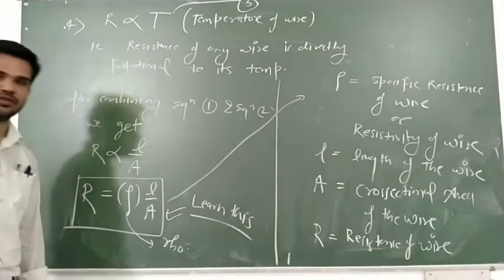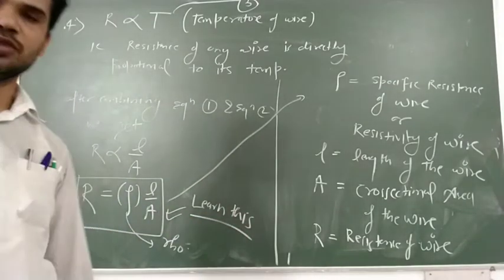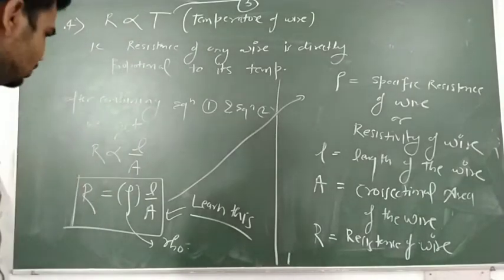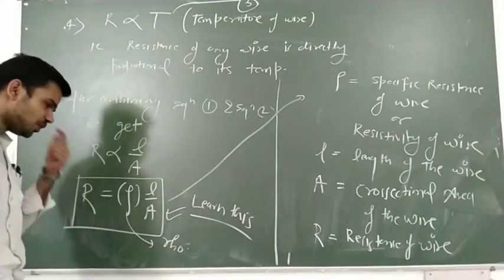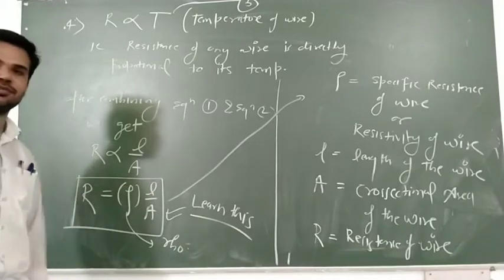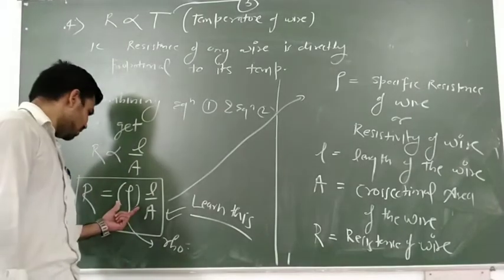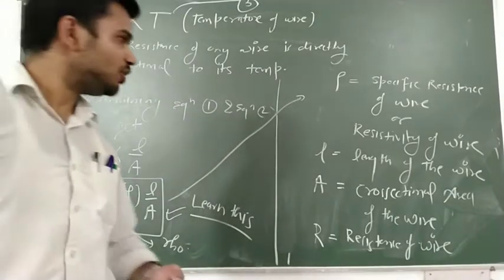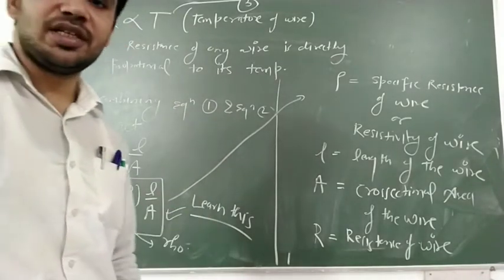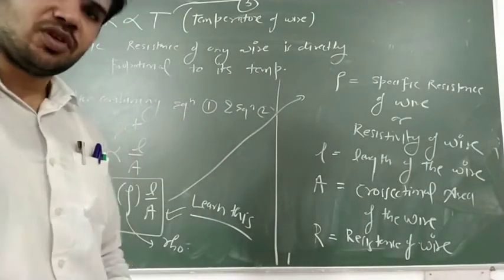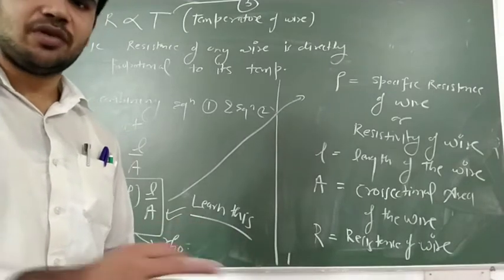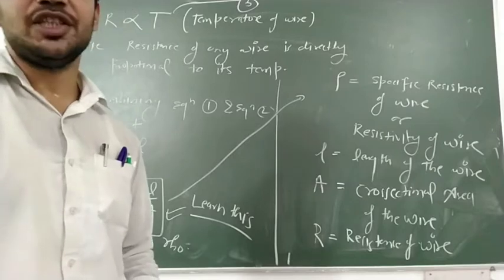Okay, this relation you have to learn. It is very useful for you for the numericals and other conceptual questions, assertion, reason and case study based questions also. This R equals rho into L upon A. Here there is a new constant which is called resistivity of the wire. Now we are going to discuss what is the meaning of this resistivity and what is the difference between resistivity and resistance. Our next target is the definition of resistivity.